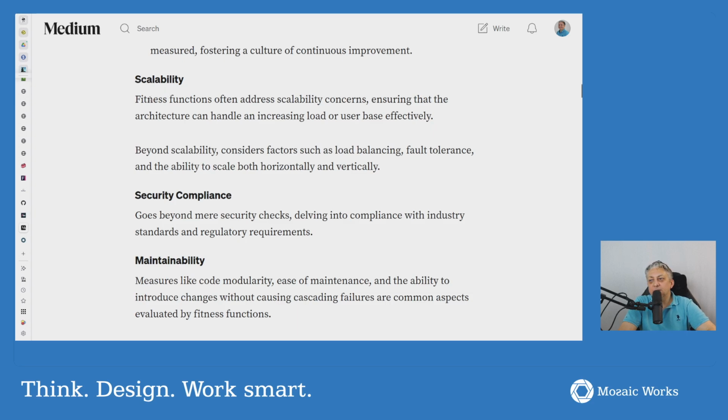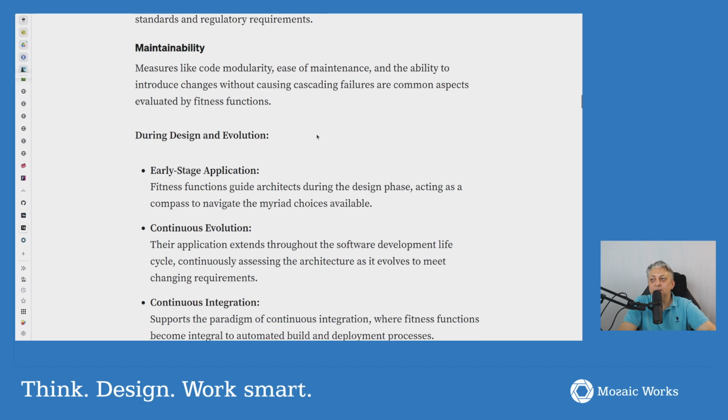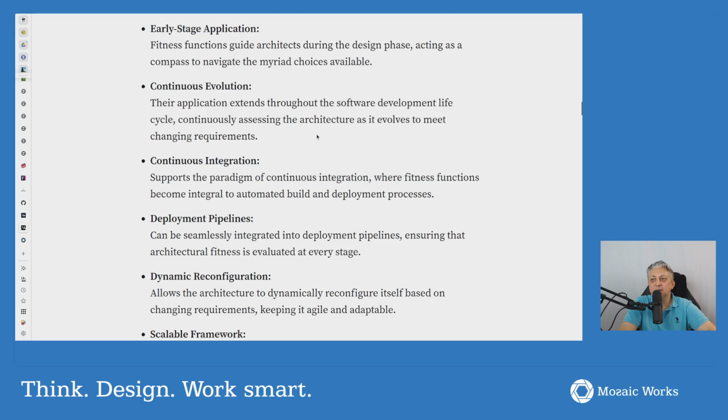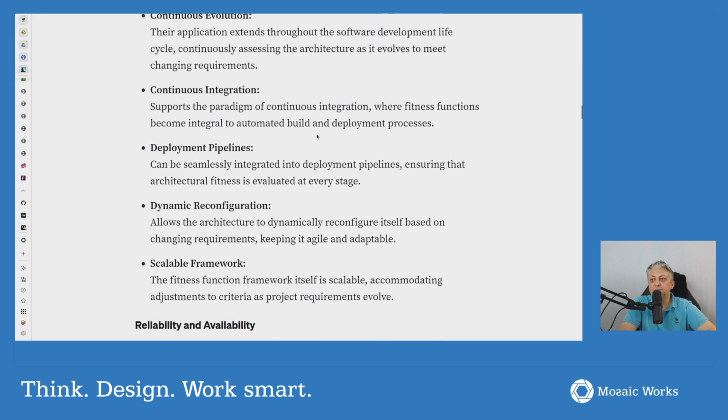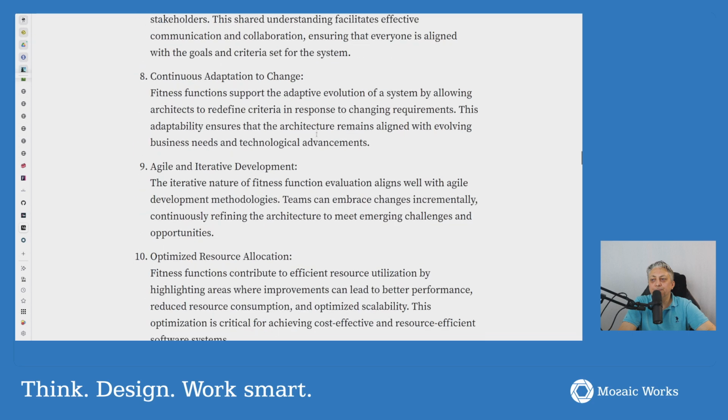So scalability. Fitness functions often address scalability concerns, ensuring that the architecture can handle an increasing load or user base effectively. I would say it depends on the architecture, right? This sounds like the author's experience is driven by specific systems. Security, you should have specific verification for your threat model. And then maintainability, things like early stage application, continuous evolution, deployment pipeline, scalable frameworks, and so on.